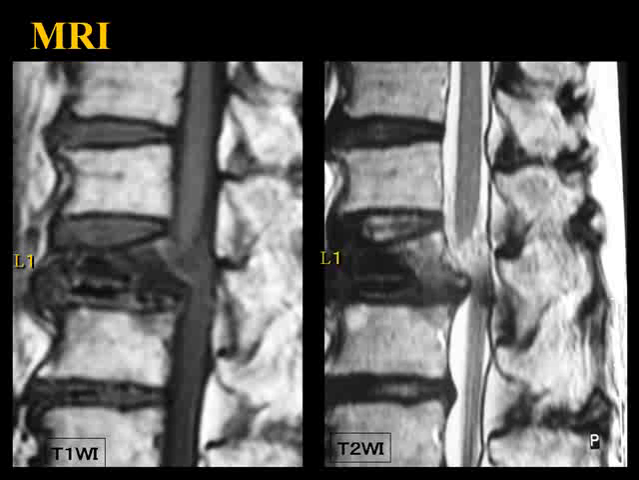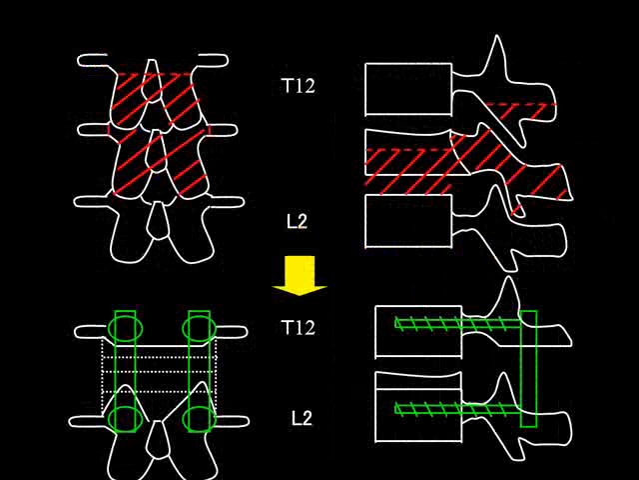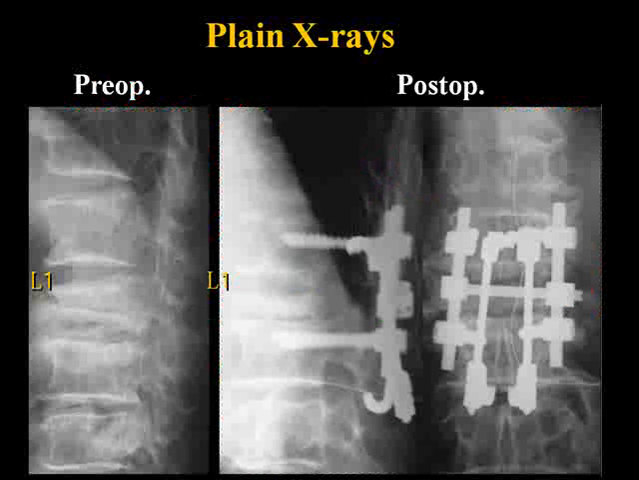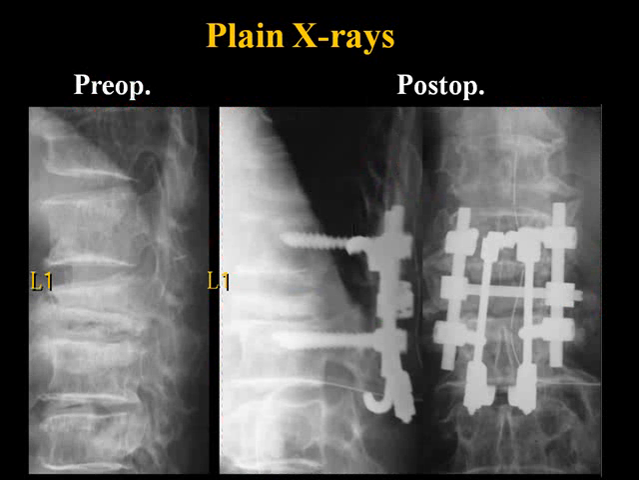For this case, the lower part of the vertebral body and the intervertebral disc between L1 and L2 were removed. The remaining upper part of L1 body has a contact with the L2 body. Plain films before and after surgery are shown.